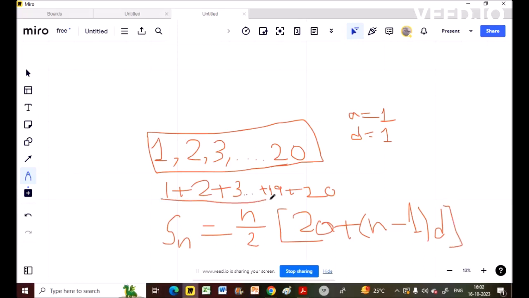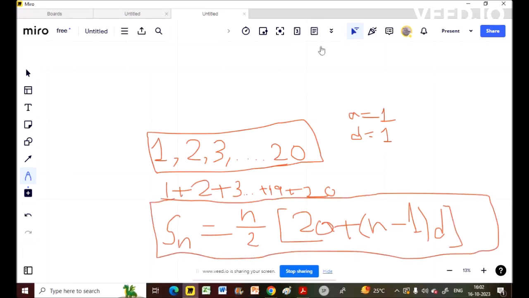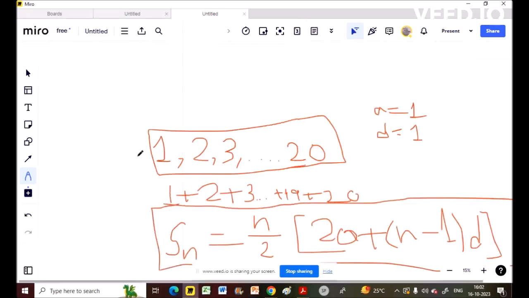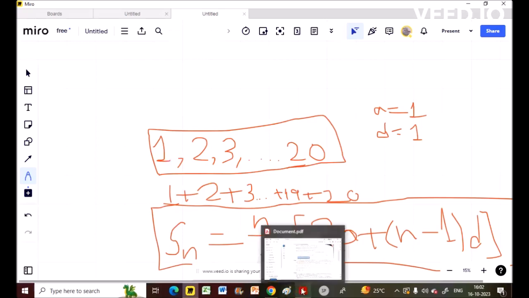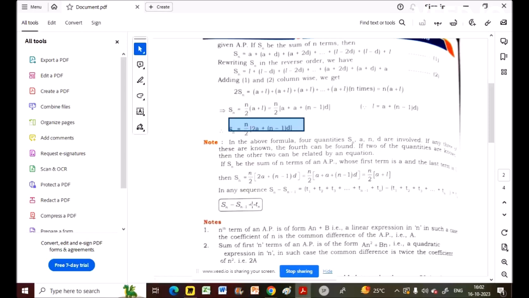This is one of the most important formulas in arithmetic progressions. If you remember this, half of your questions are clear, because in the arithmetic progression topic, most of the questions are from the sum of n terms itself. So this is the formula.